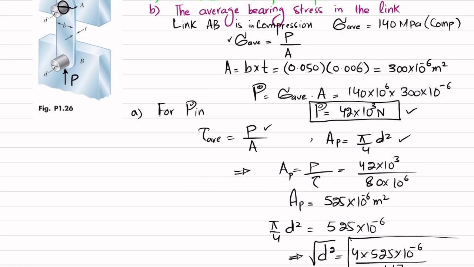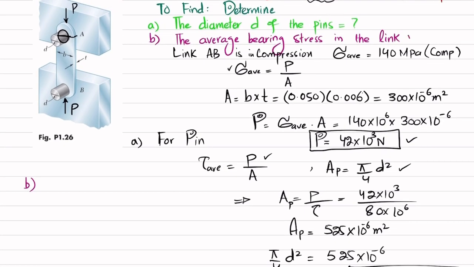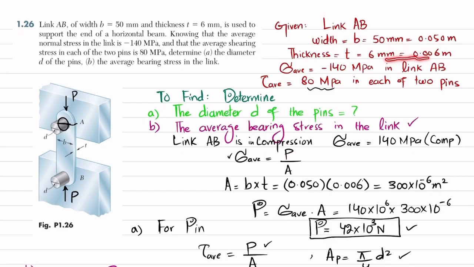In part B, we have been asked to find the average bearing stress in the link. So the average bearing stress in the link is equal to, bearing stress, not normal stress, load divided by bearing area. The bearing area is this one, this hole diameter into thickness. This is the bearing area. The diameter we have calculated, and the thickness is 6 millimeter.